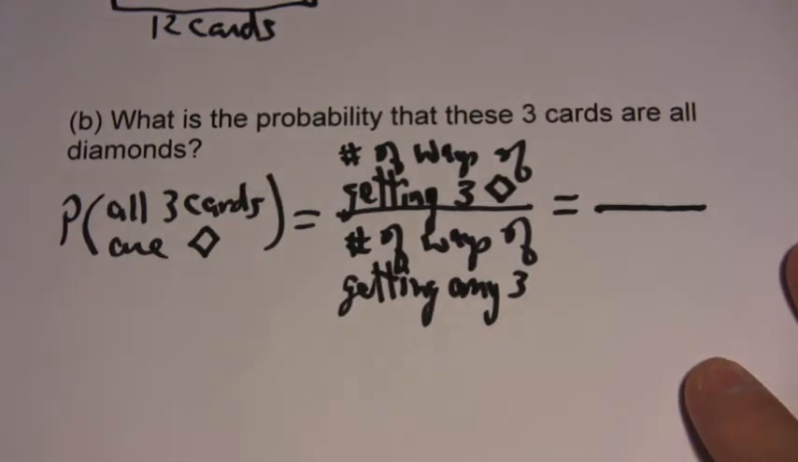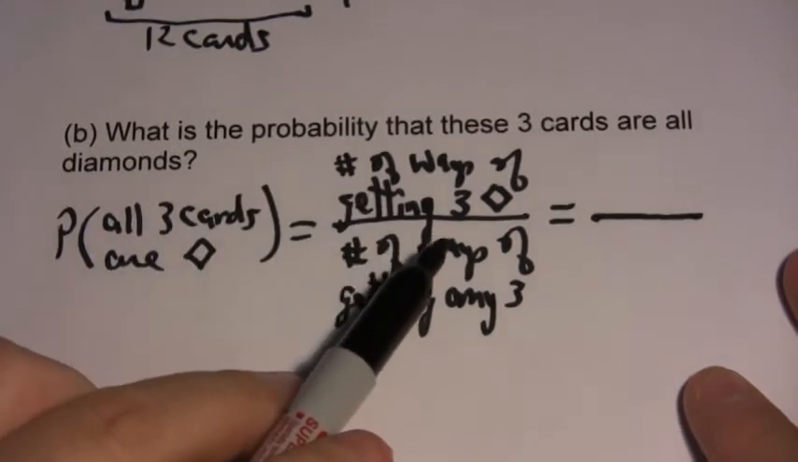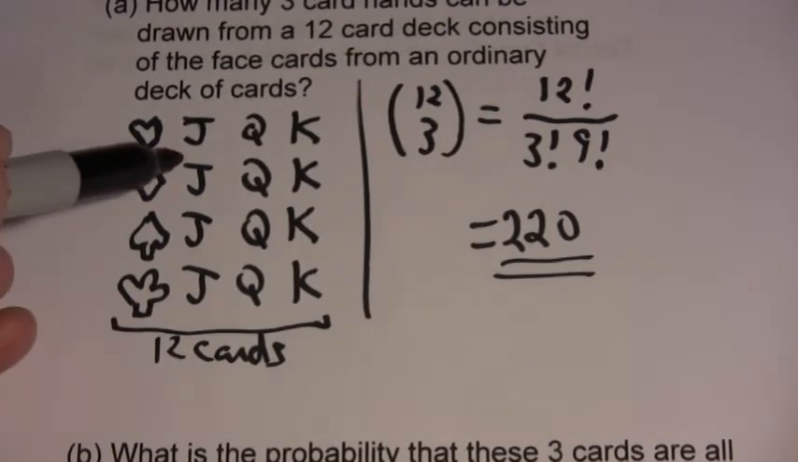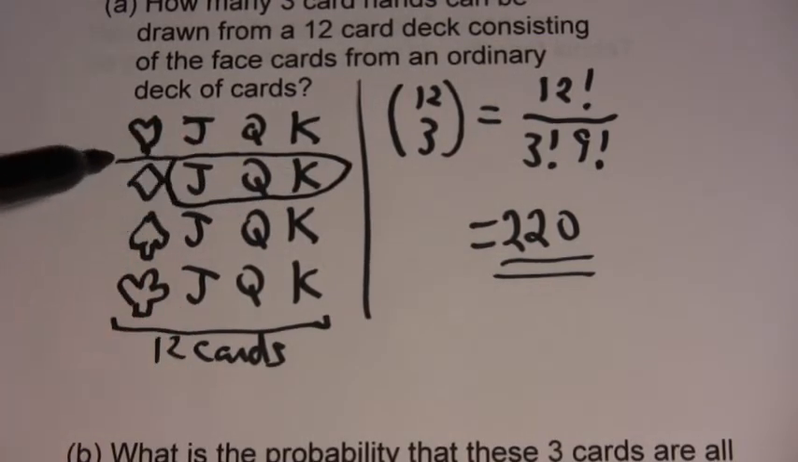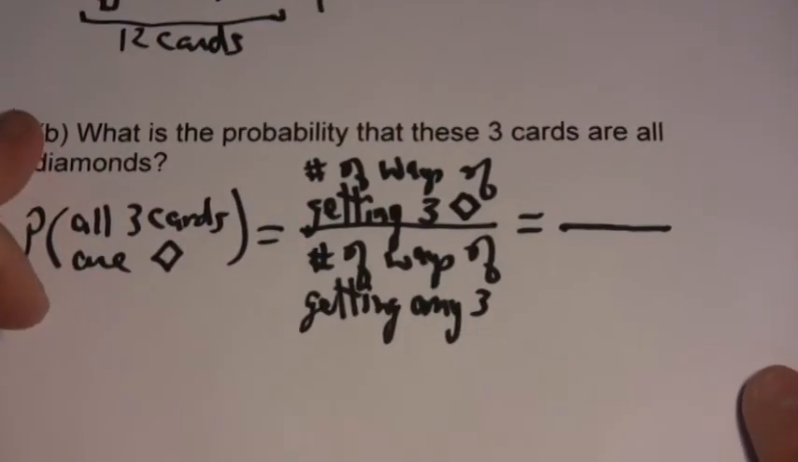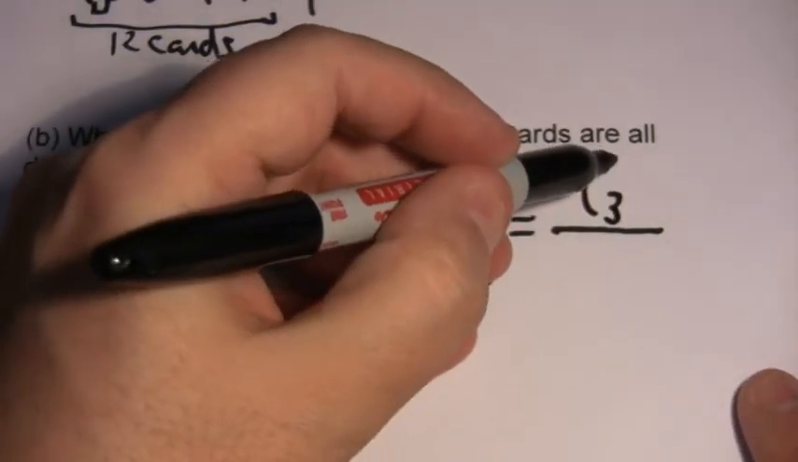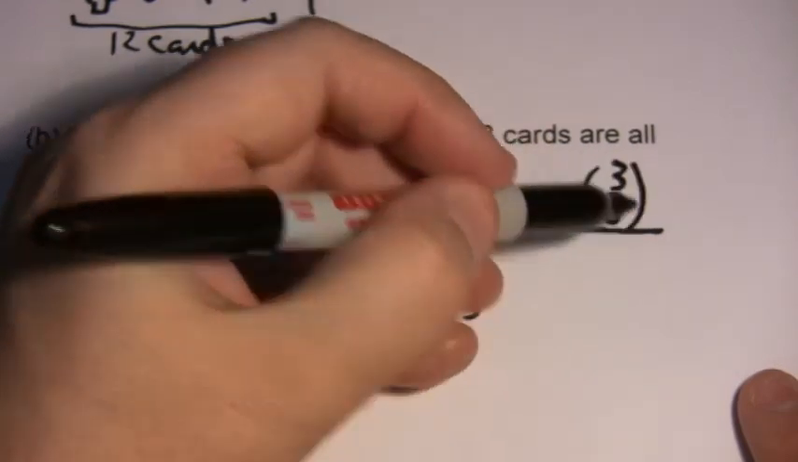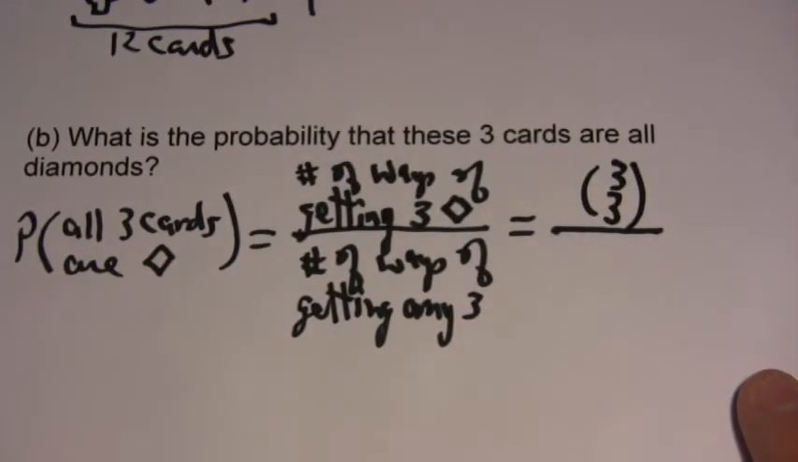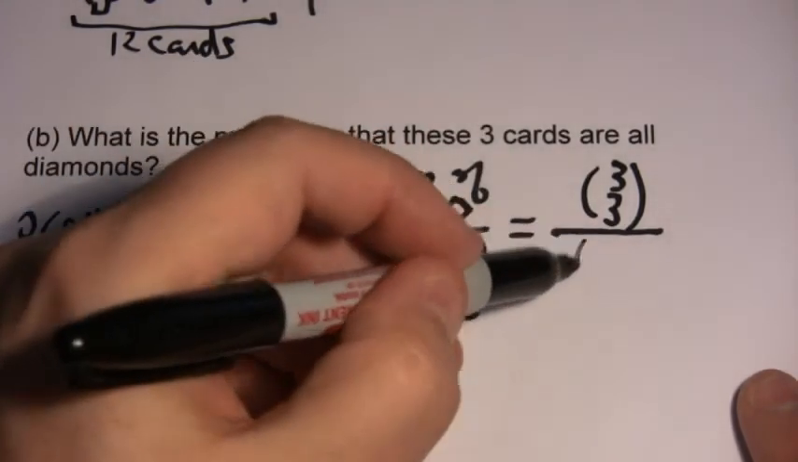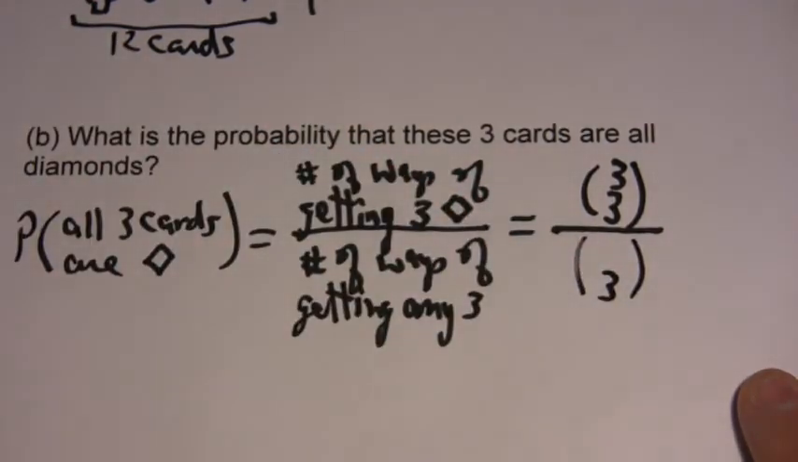Up top, it says the number of ways of getting 3 diamonds. Well, if you look back at the deck, there are only 3 diamonds in there. Jack, Queen, King. So if you're going to draw 3 diamonds out of 3, there's really only one way to do that, and you'll see how it works out. If you choose 3 diamonds out of the 3 diamonds, that will turn out to be 1, but you can check it for yourself if you don't believe me. So you want to choose 3 diamonds out of 3 diamonds, and down bottom you're choosing any 3 out of the 12.